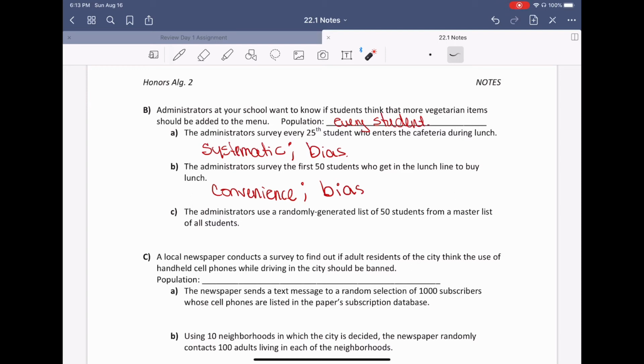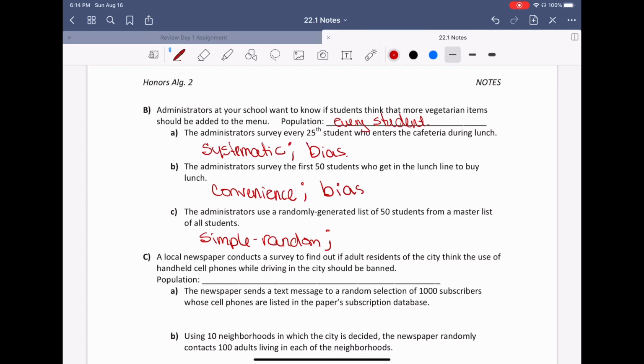And finally, example C, or part C to this one, the administrators use a randomly generated list of 50 students from a master list of all students. Now, what kind of sample is this? Because it is random, it is a simple random. There were no groupings, so it's not stratified or cluster, it's just simple random.